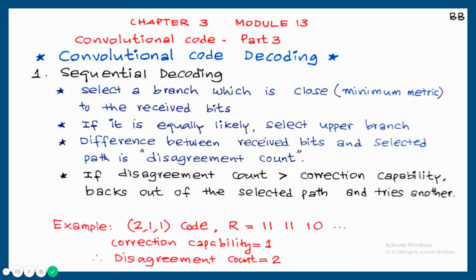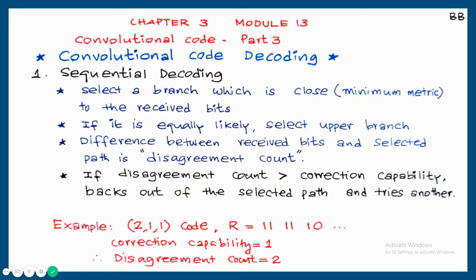Convolutional code decoding. The first method is sequential decoding. Procedure is written here. Select a branch which is close to the received bits. And what is the meaning of that close? With a minimum metric. Metric is the number of differences between received bits and the selected branch, like Hamming distance. So which branch is close to the received bits? That branch should be selected. If it is equally likely, select upper branch.